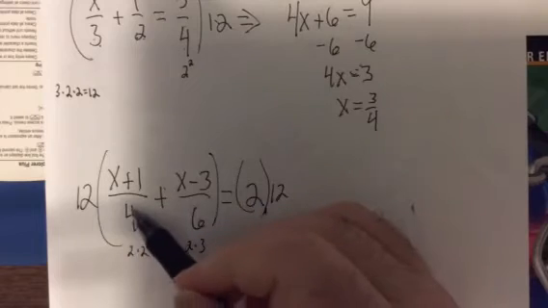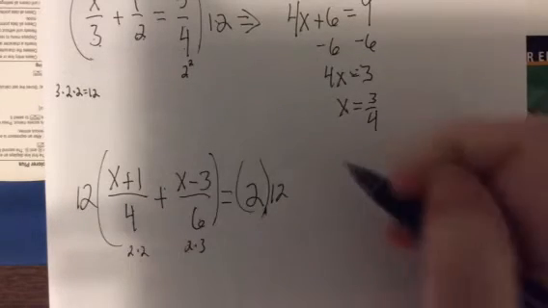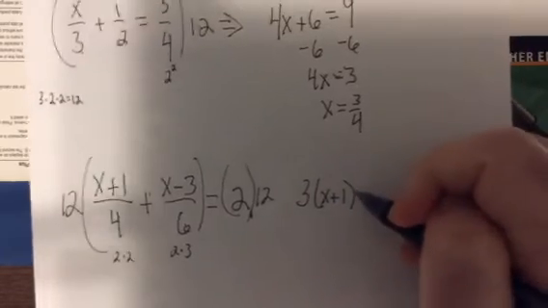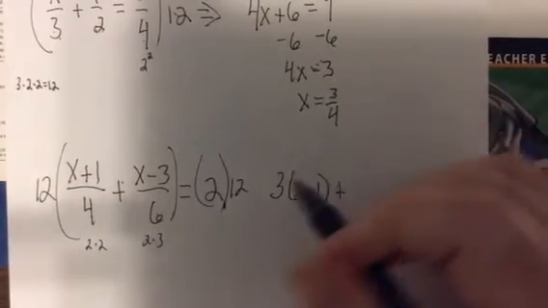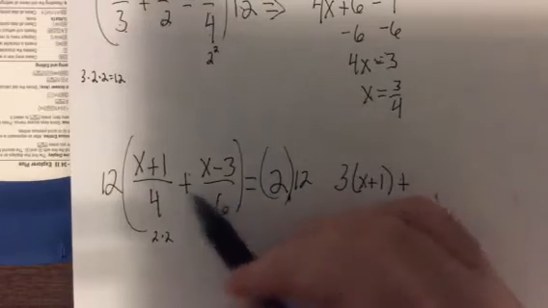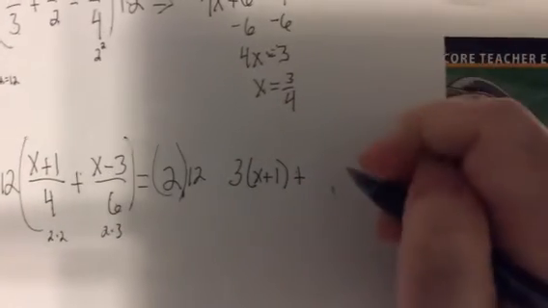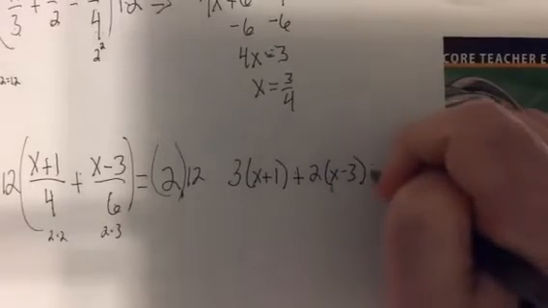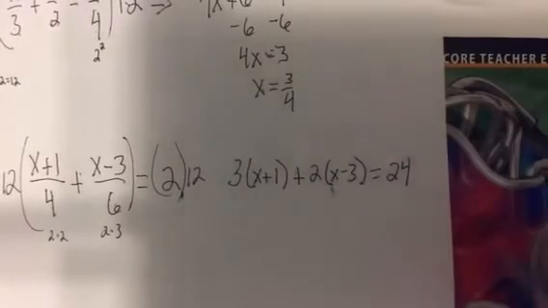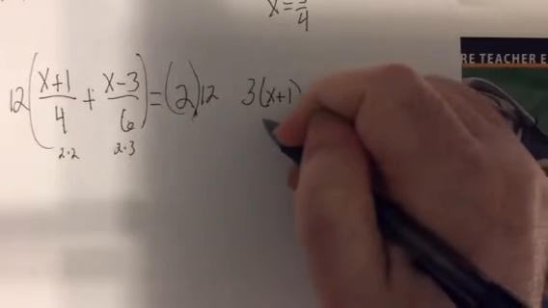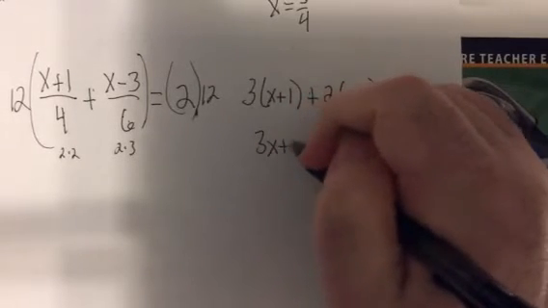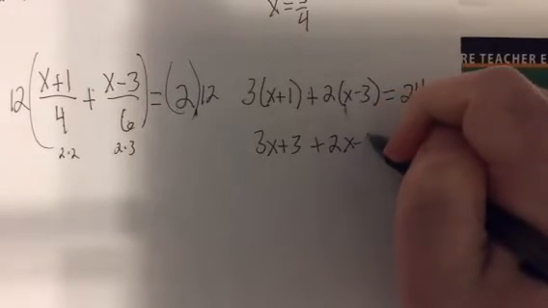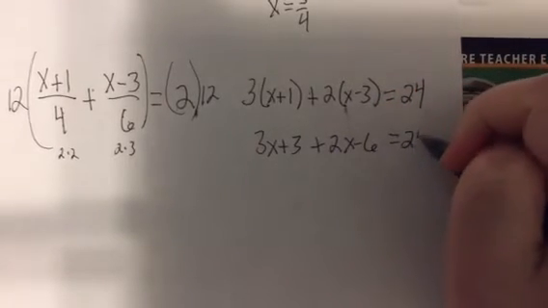So we would have 4 goes into 12 3 times. Now usually I would distribute the 3 in my head and then write it down to save a little time, but I'm actually going to write it this time. 6 goes into 12 twice. So it'll be 2x minus 3 equals the big 24. Distribute 3, 3x plus 3, plus distribute the 2, 2x minus 6 equals 24.